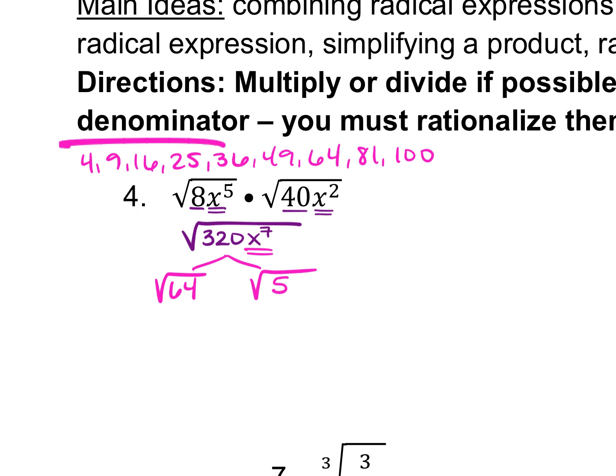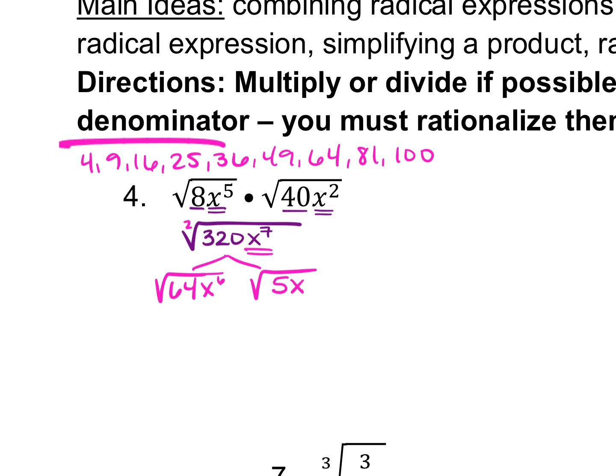Then we're going to find the perfect square. So if it's x to the seventh, we're looking for, is that divisible by 2? It is not. But x to the sixth is divisible by 2, right? You just work your way down from that number until it's divisible by 2. So x to the sixth is divisible by 2. There is one x left.